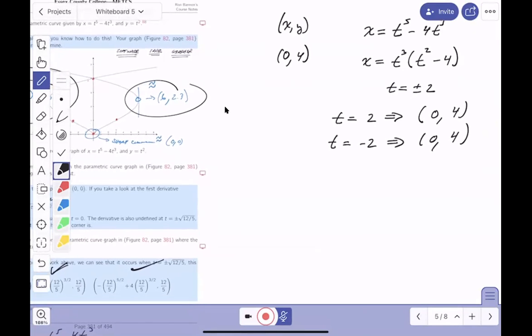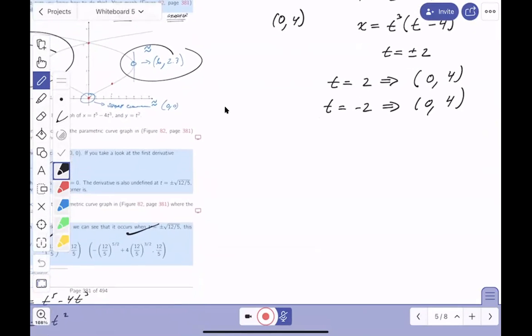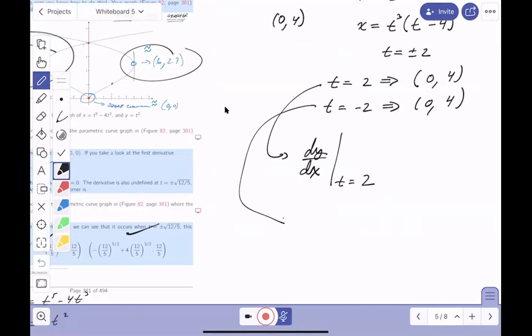Now, what do they want me to do? They wanted me to determine the slope of the tangent line at that point. But this occurs when t is plus or minus 2. So I have to write this down. dy/dx at t equals 2. That would be this slope. And I want to do this one too. And that's going to be dy/dx at t equals minus 2.